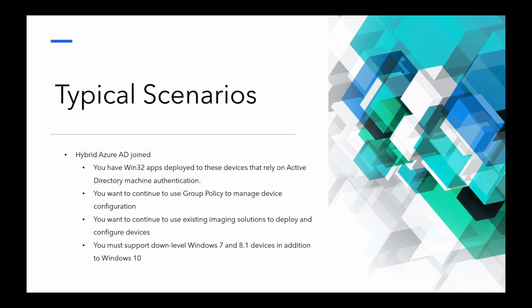Looking at hybrid Azure AD joined devices, this scenario is useful if you have Win32 apps that are deployed to these devices that rely on Active Directory machine authentication, you want to use group policy to manage device configuration, or you want to continue to use your existing imaging solutions to deploy and configure devices. These are also used if you must support down-level Windows 7 and 8.1 devices in addition to Windows 10.